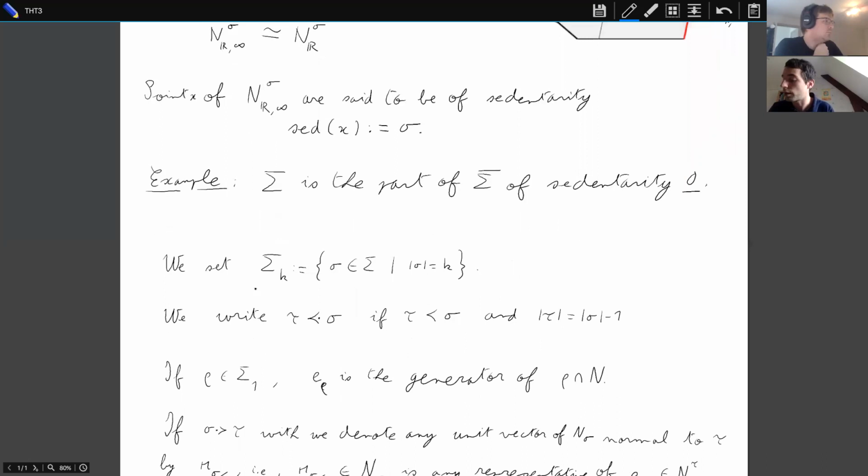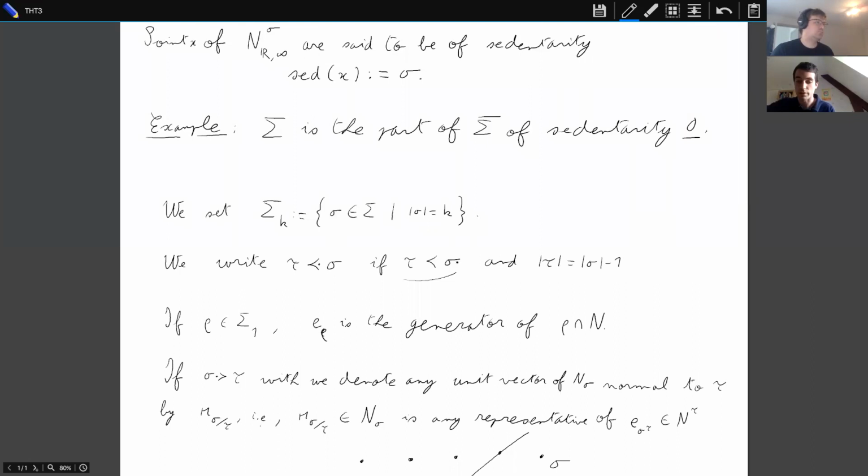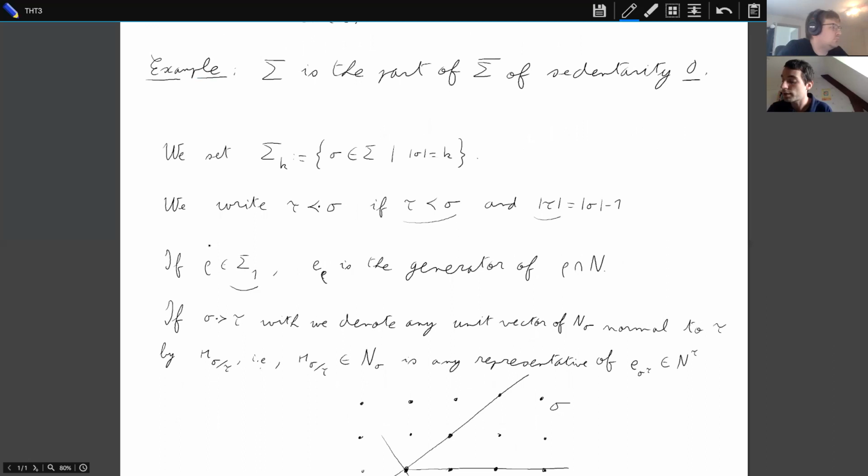I will write sigma k to be the set of faces of dimension k. So I have this notation for tau is the subface of sigma. And if moreover tau is exactly one dimension less than sigma, is a face of codimension one in sigma, I add a dot like that. So this is a set of rays. So if I have a ray rho, I note e rho, the generator of rho intersected with N. So you have a ray, you have the lattice like that. And so this is e rho.